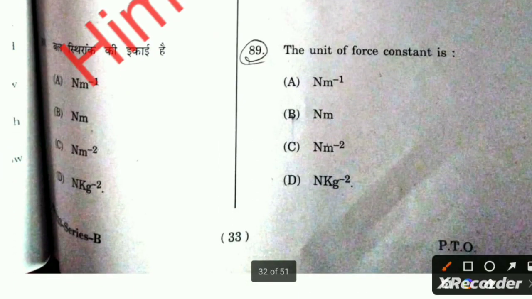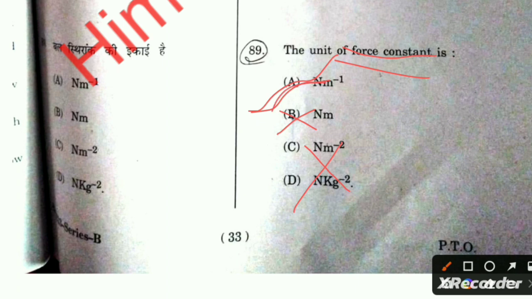As you know, force constant means spring constant. This question is related to spring constant, force constant. The options are Newton per meter, Newton meter, Newton meter square. Third and fourth options are wrong, and you are left with two options. So second is a wrong option. It means Newton per meter is the unit of force constant.